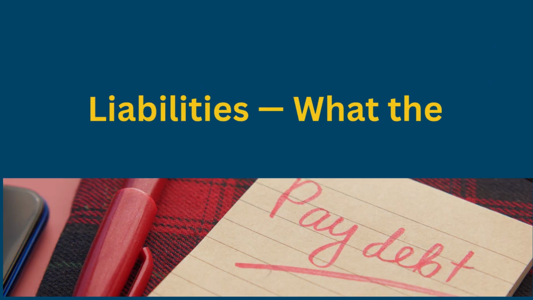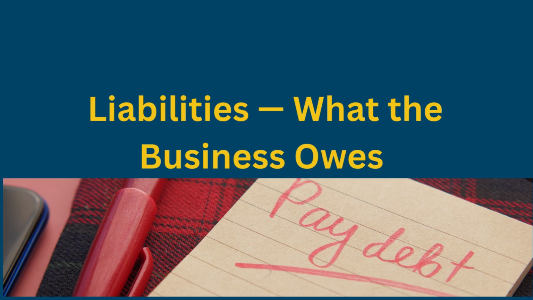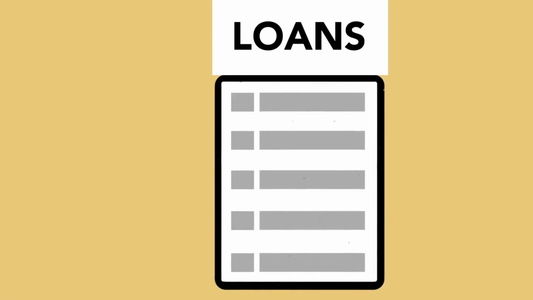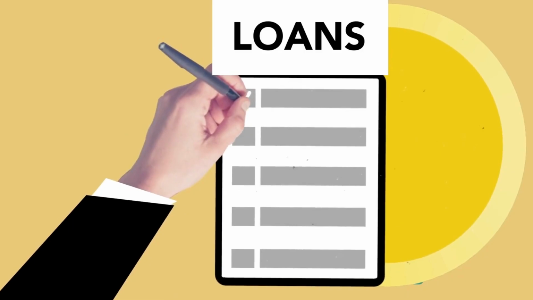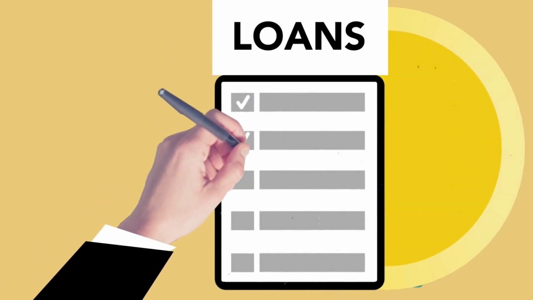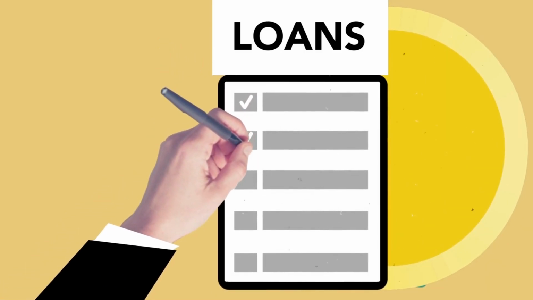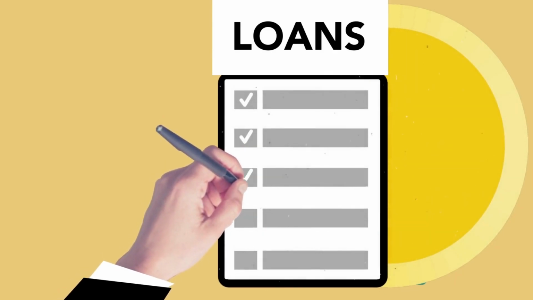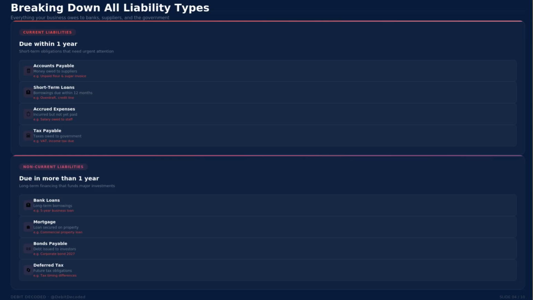Liabilities, what the business owes. Now let's look at liabilities. Liabilities are everything the business owes to others. These are debts and obligations that must be paid. Just like assets, liabilities are split into two groups. Current liabilities and non-current liabilities. Current liabilities are debts that must be paid within 1 year.